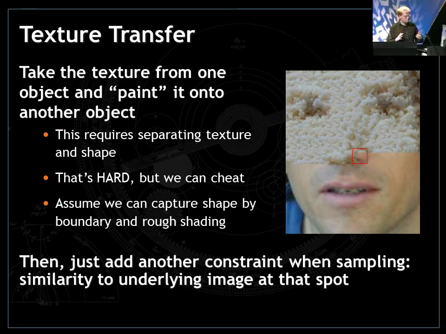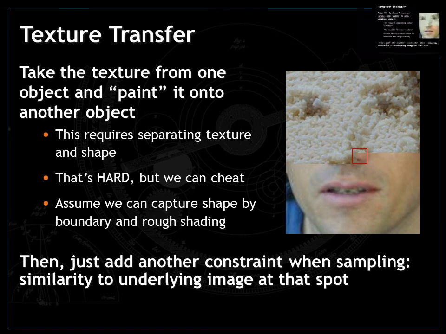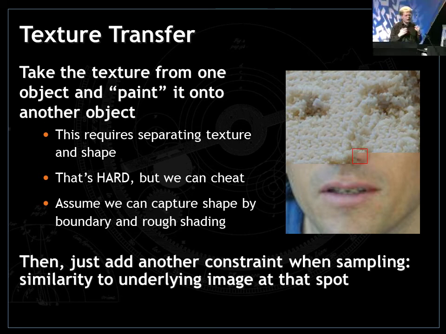So now we are ready to apply this to texture transfer. Now that the texture synthesis part works, let's take a texture from one object and paint it onto another object. Unfortunately, to do this right requires separating texture and shape, which, if you ask any vision person, he'll tell you is impossible. It's an unsolved problem. And so we are not going to do that. We're going to cheat. We are going to assume that we can capture shape by boundary and rough shading.